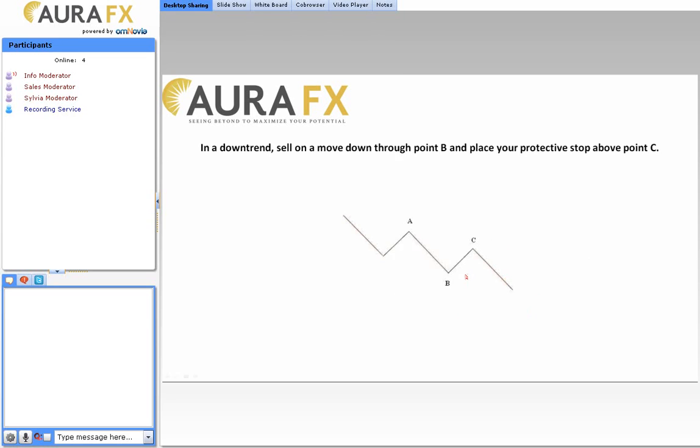Now, of course, we've given all this up, but giving that up means that we're waiting for confirmation to show that the downtrend is still intact. And that's exactly what we're looking for. But it also gives us the point where we can place a protective stop up above point C. Our entry just below point B.